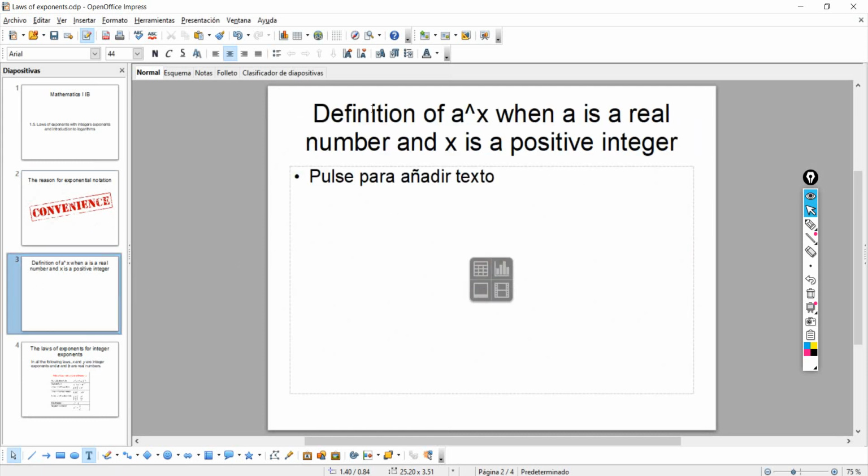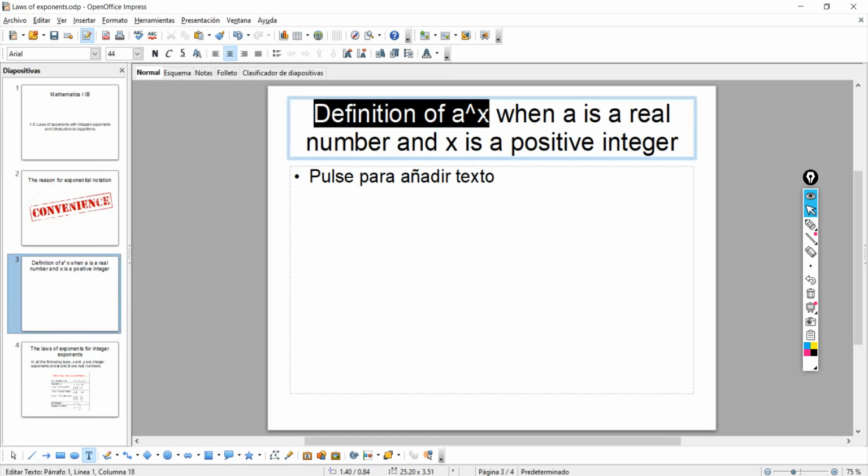And now let's look at the formal definition of raising some number a to the exponent x. Definition of a raised to the x. By the way, how do we pronounce this? This is also very confusing. We can say this in many ways.